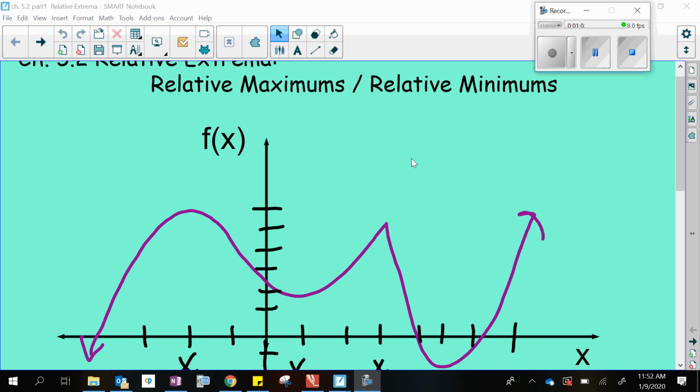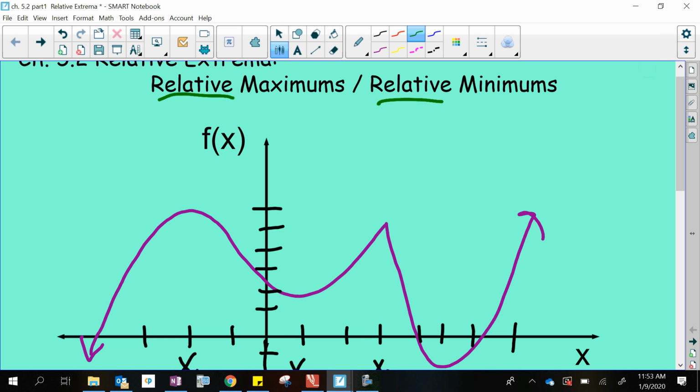It's the highest that it goes or lowest that it goes relative to the points around it. Okay, yeah, very good. Later on, we're going to learn about absolute maximums and minimums, which is the highest it goes ever or the lowest it goes ever. But today, we're going to talk about relative mins and maxes. Like this point right here would be a relative max because in relation to just this interval, it's the highest point, right? This point right here would be a relative min because relative to everything around it, it's the lowest point. Does that make sense?